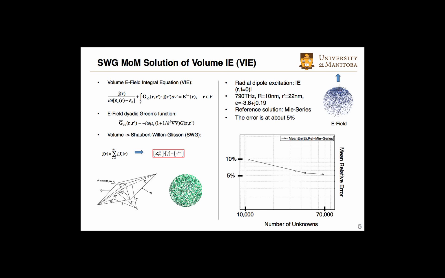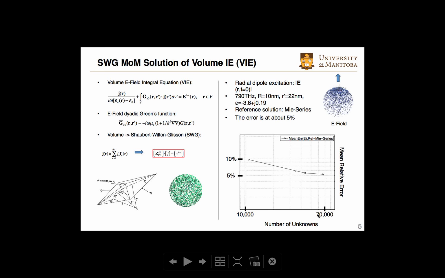This is a Schaubert-Wilton-Glisson method of moment solution of volume integral equation. You can see that we use tetrahedrons to actually discretize the entire volume. Here, we have a radial dipole excitation at 790 terahertz, and the negative permittivity is actually the characteristic of metamaterials which form plasmonic nanostructures. So if we compare the volume integral equations with the Mie series solutions, we can see that the error is about 5% at the very best.